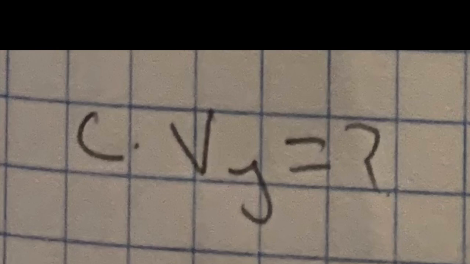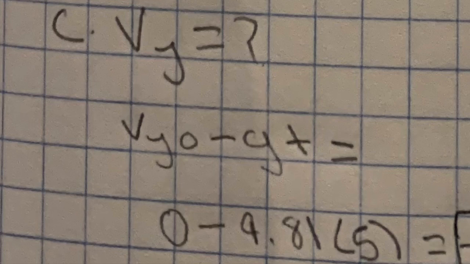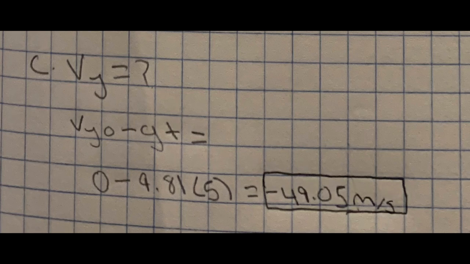Finally, let's solve for John's velocity in the y direction. We'll use the equation: velocity of y initial minus gravity multiplied by time equals velocity of y. Next, we plug in 0 for the velocity of y initial, subtracted by 9.81 multiplied by 5 seconds. This gives us the final product of negative 49.05 meters a second in the y direction.